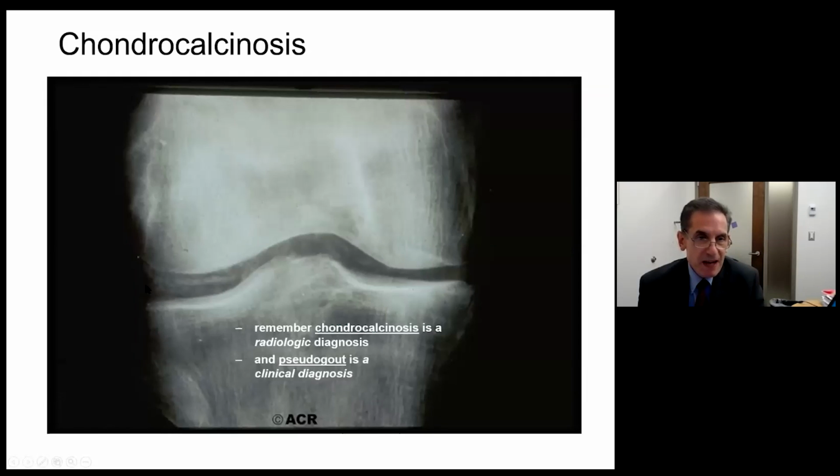Here's an example of chondrocalcinosis, this thin calcium line in the knee joint. Remember, this is a radiographic or radiologic diagnosis. Pseudogout is a clinical diagnosis based on the aspiration of crystals, which are noted under polarized microscopy.